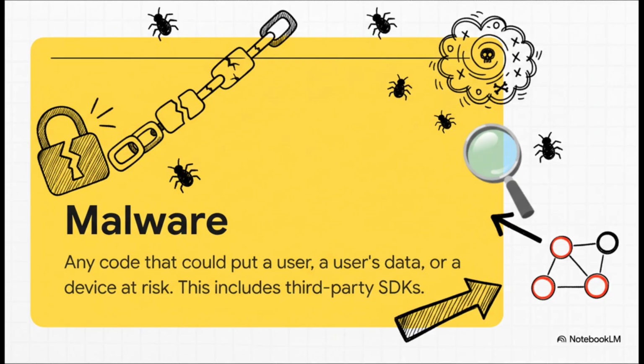And listen, this is the part that trips up so many developers. You are 100% responsible for the third-party SDKs you use. Think of them as part of your app's supply chain. You're on the hook for every single piece. As far as Google sees it, their code is your code.